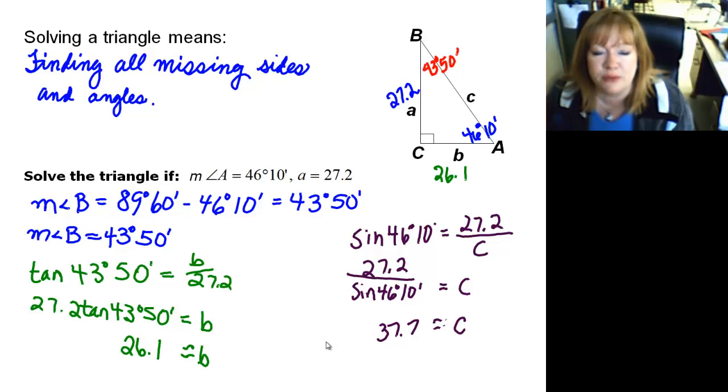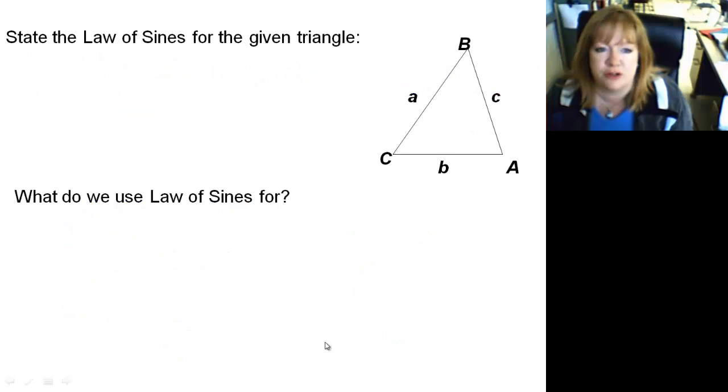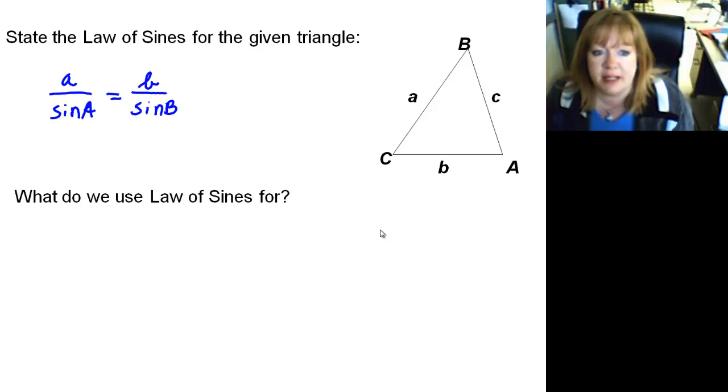What do you do if you don't have a right triangle? That's what the law of sines was for. It's for solving triangles that are not right triangles. So the law of sines says little a over the sine of A equals little b over the sine of B equals little c over the sine of C. In other words, the sides and the angles are in proportion like that.